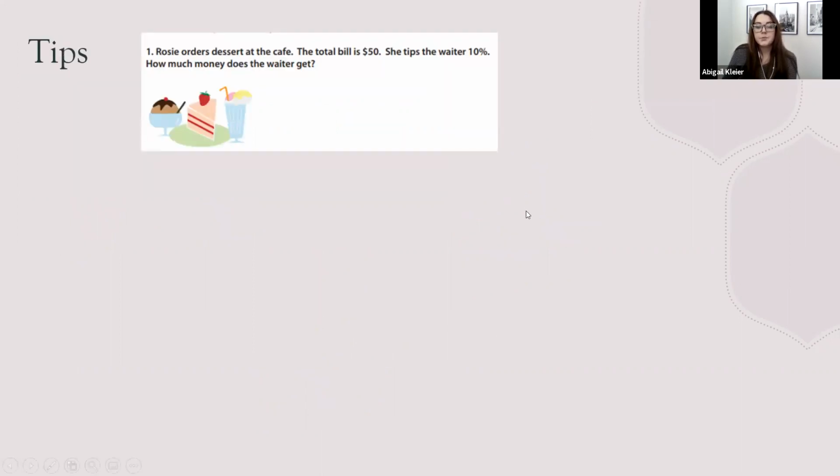Now let's look at tips. Rosie ordered dessert at the cafe. The total bill is $50. She tips the waiter 10%. How much money does the waiter get?